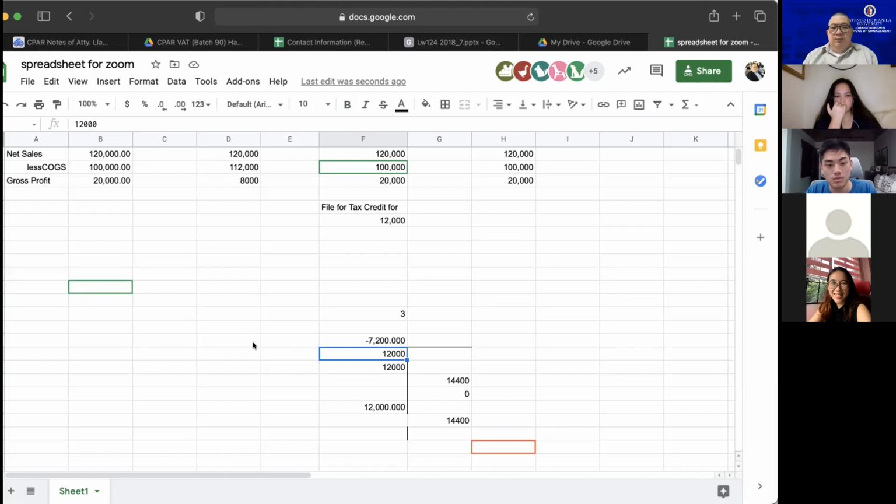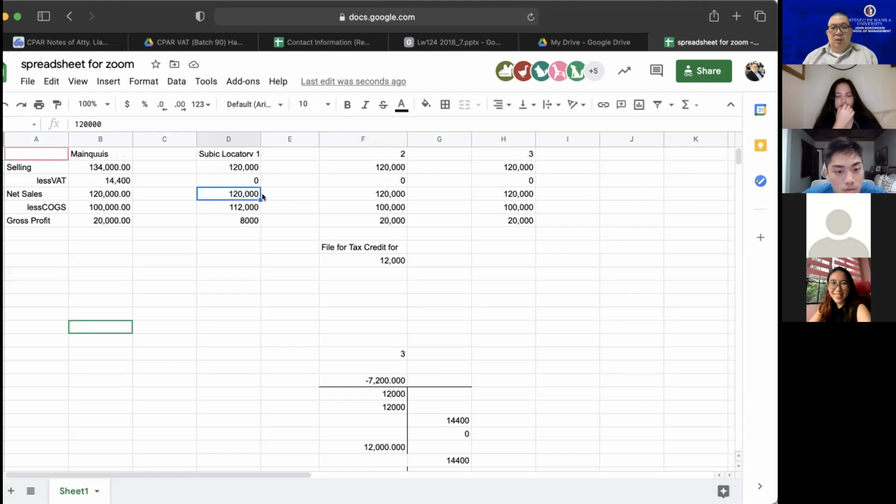Or if, what do you call it, a SBMA company comes to you, you tell them you don't sell it at 120,000 na. You sell it at 130,000, di ba? Para hindi mo na kailangan problemahin yung VAT.